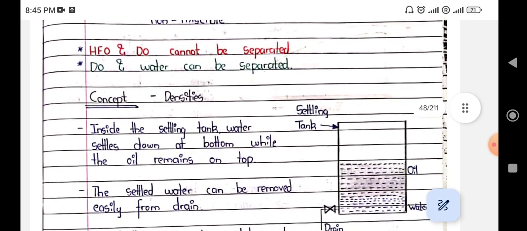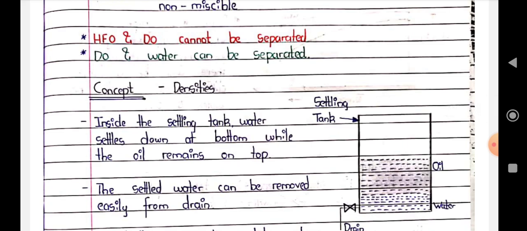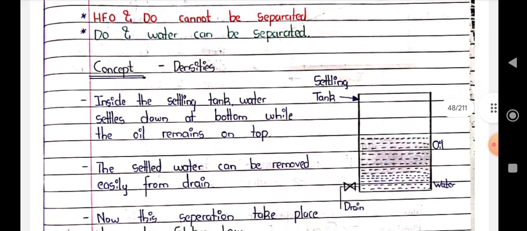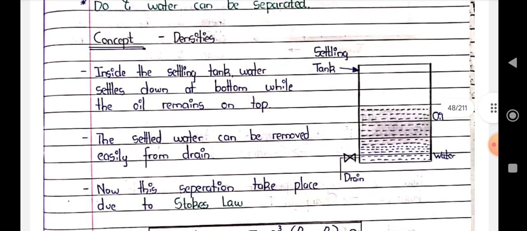So the main concept we are dealing with in the purifier is density. Inside the settling tank, water settles down at the bottom while oil remains on top. Due to the density difference, water remains at the bottom and oil on top, because the density of water is greater. The settled water can be removed easily from the drain.